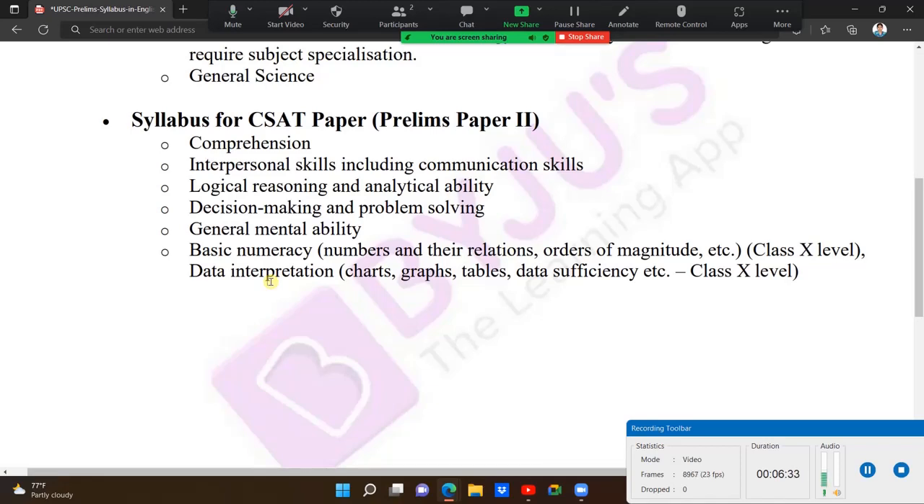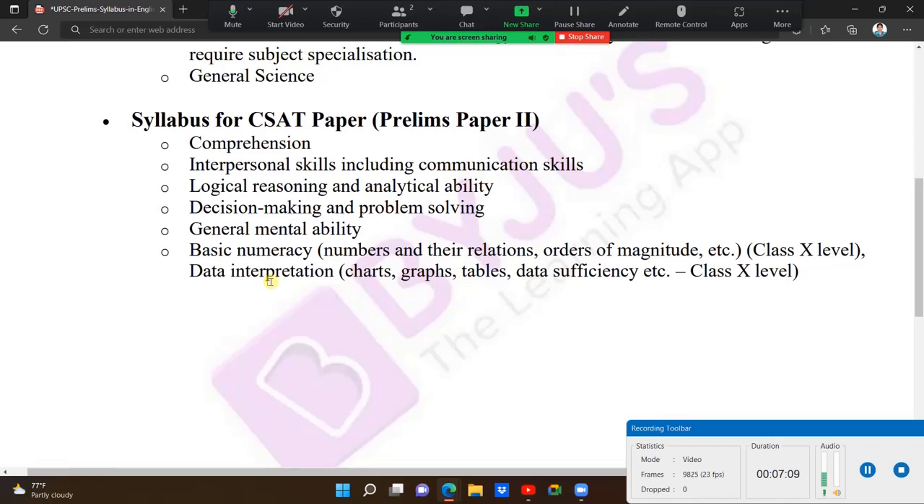Now, decision making and problem solving. When you come across a problem and you have 2 to 3 solutions for that, what is the best solution you can pick? Like that, decision making and problem solving. General mental ability is nothing but aptitude again. They will ask us to solve a few sums, and we have to solve those sums in less than 1 minute or the prescribed time. So basic numeracy, numbers and their relations, order of magnitude, etc.